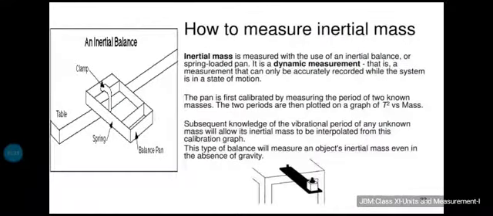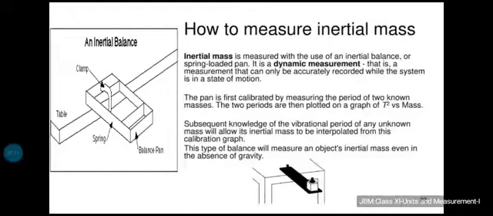How to measure inertial mass? So inertial mass is measured with the use of an inertial balance or spring-loaded pan. You can see the picture. How does an inertial balance look like? So it is a dynamic measurement, that is a measurement that can only be accurately recorded when the system is in a state of motion.